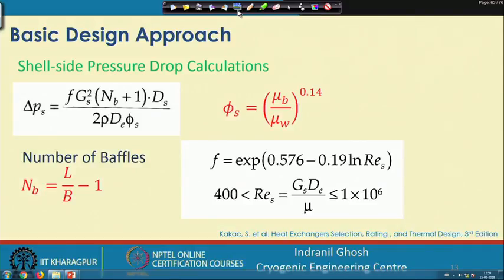And then we will find that if it is within the allowable limit, we will conclude that the design is perfect. Otherwise, we have to again choose a different configuration from the standard TEMA standard and do the calculation again.